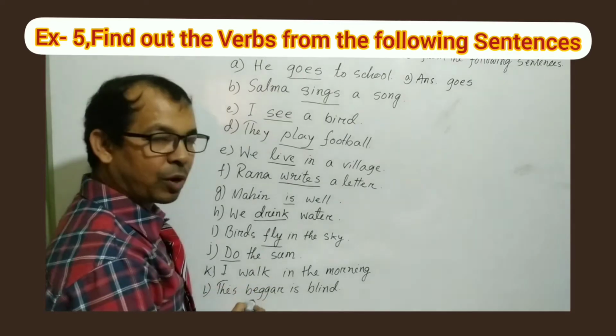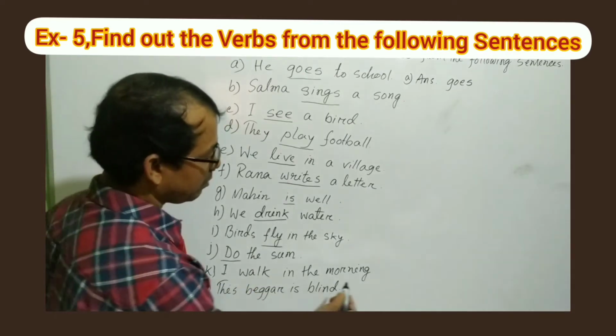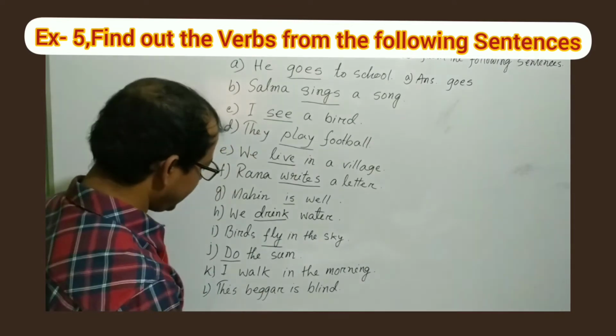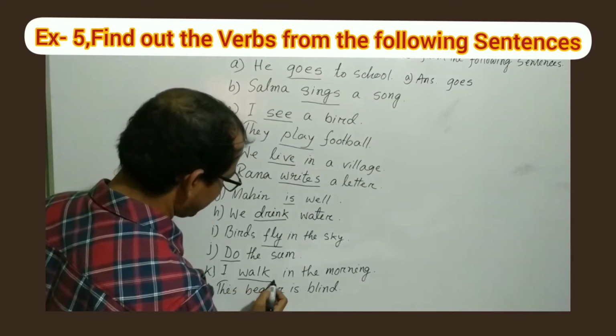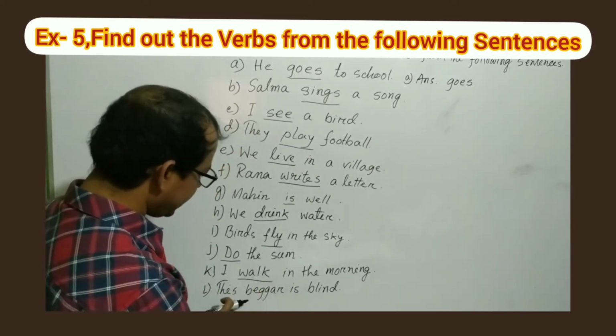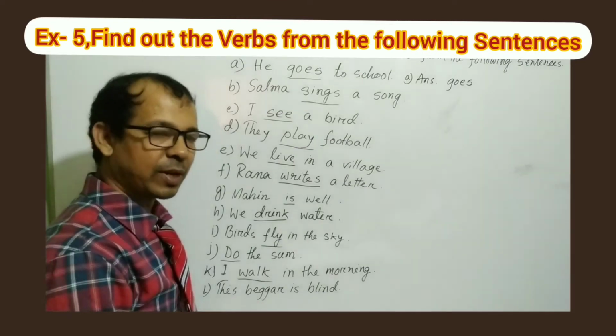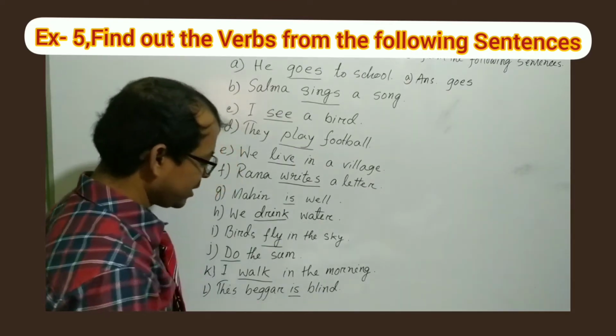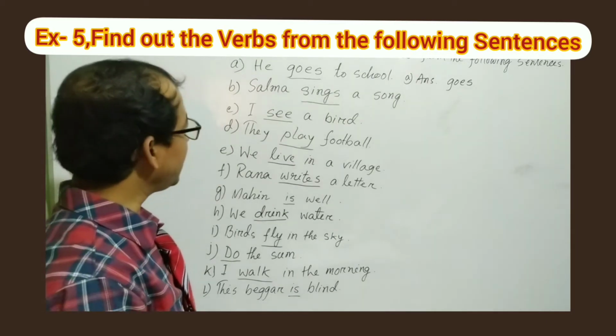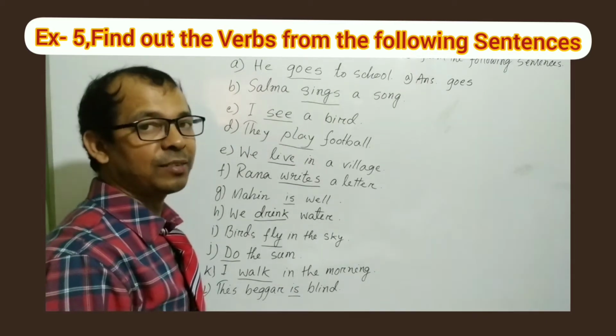I walk in the morning. So can you tell me which one is the verb? Yes, walk. This is an action word. This is a verb. This beggar is blind. Which one is the verb? Yes. So my student, now tell me what kind of verb is this.